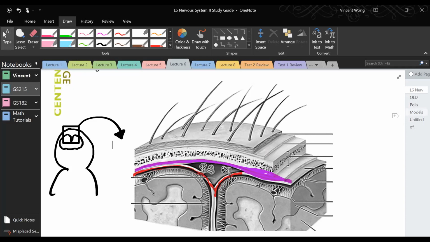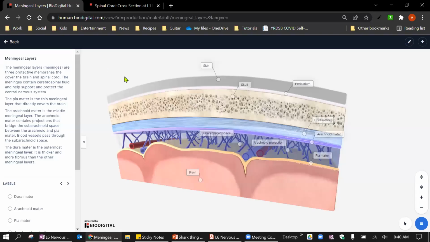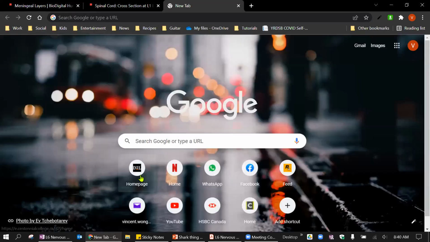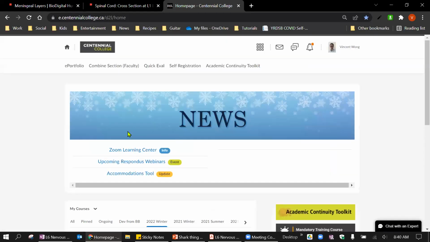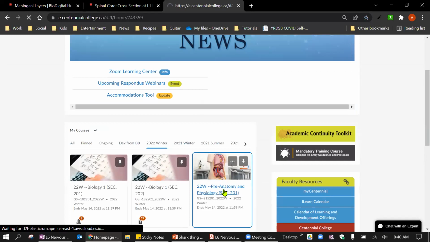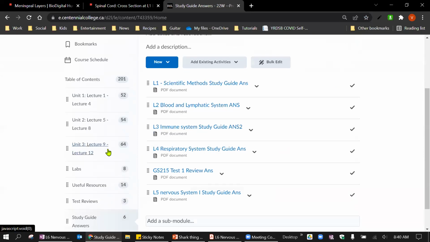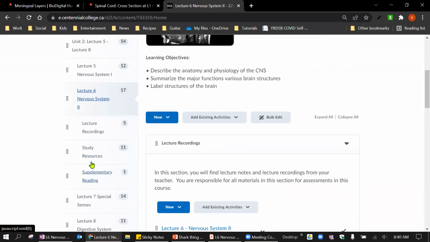Okay. I should also mention to you that there are a lot of 3D models that you can see in the lecture. So let me just quickly show you what it is. If you go to your course page, under content, we're doing lecture 6 right now, lecture 6.